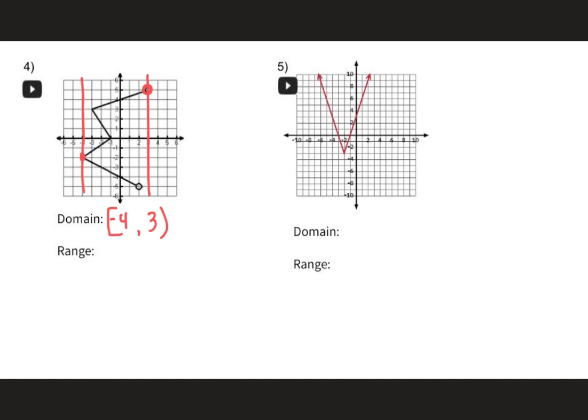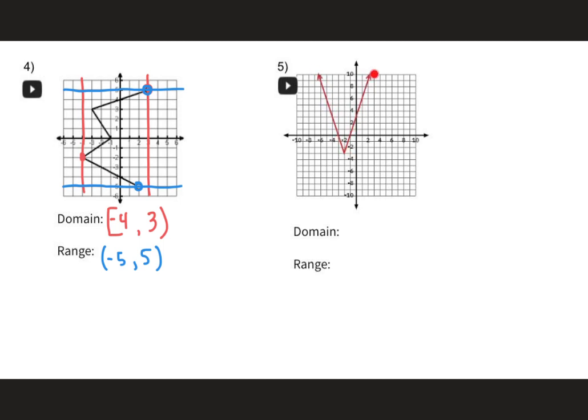All right, so for range, we're going to look at our lowest point. So our lowest point is at -5. And just like before, we have an open circle, which means that's a hole, so I'm not going to include -5. And my highest point looks to be 5. Just like before, it only hits 5 right here, and that's an open circle, so I'm going to use a parenthesis there as well. All right, number 5, this is a linear absolute value function.